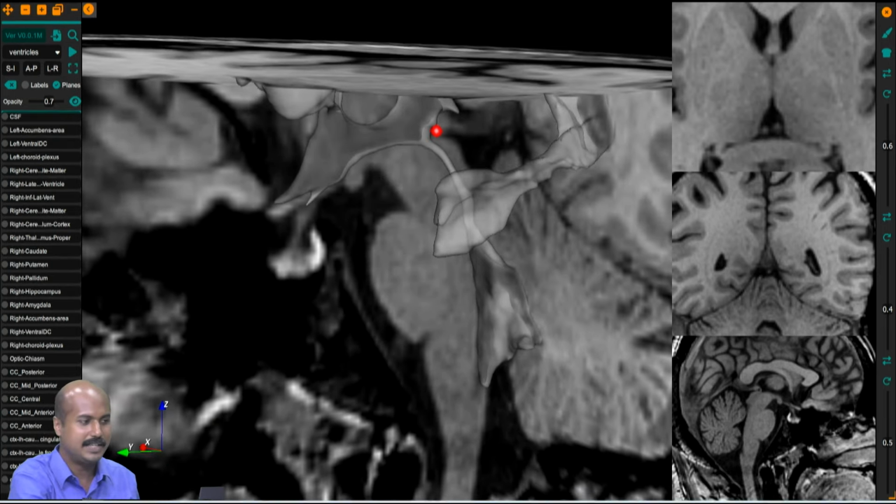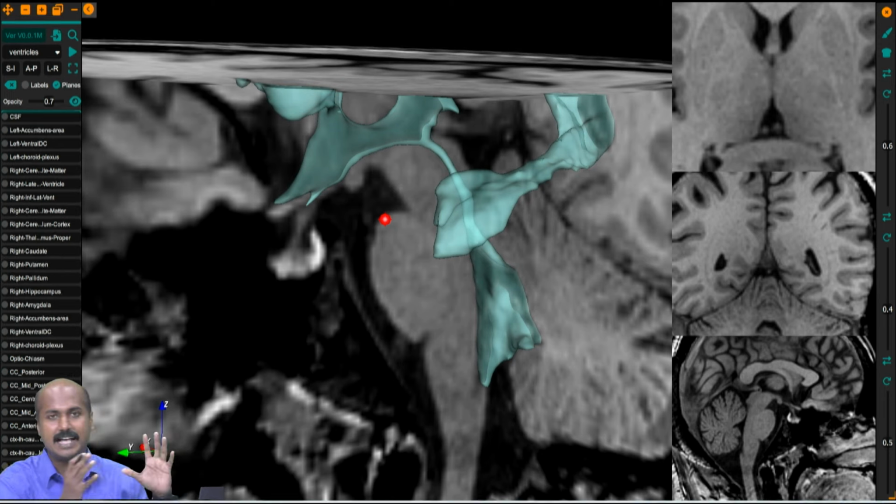Okay, so with that we have completed the 3D anatomy of the third ventricle, its boundaries, its important relations, as well as its recesses. The third ventricle is a usually asked topic in theory examinations and MBBS neuroanatomy examinations. So the third ventricle is very important. This gives you not only the theoretical aspect, but also a very practical spatial understanding of the third ventricle.